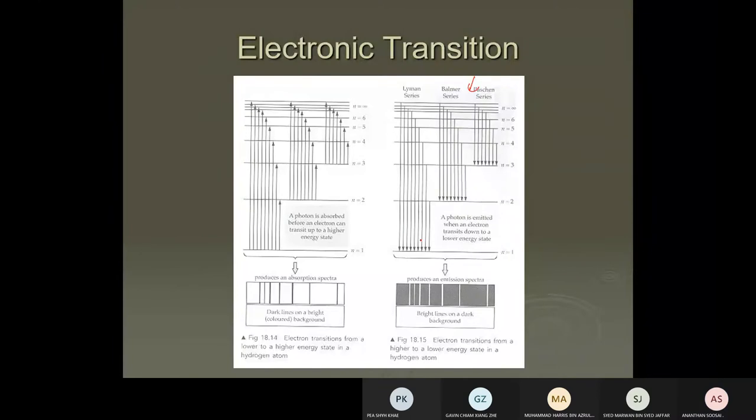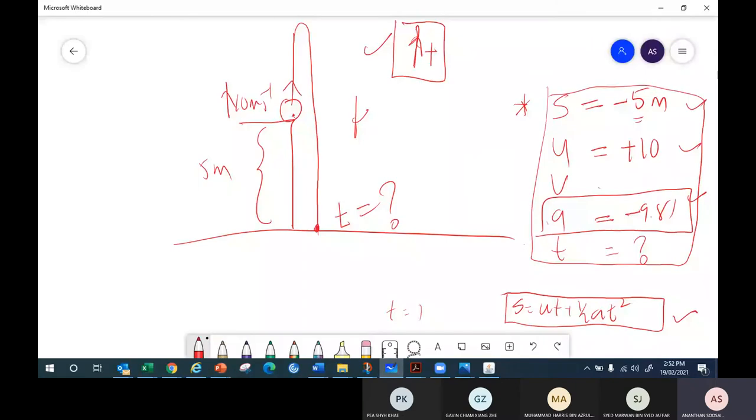The electron will come down, and how it comes down depends. There are many varieties: the electron can come down from top to bottom, or from here to here. So there are many varieties. Let me show what varieties it can come down. Let me draw one.